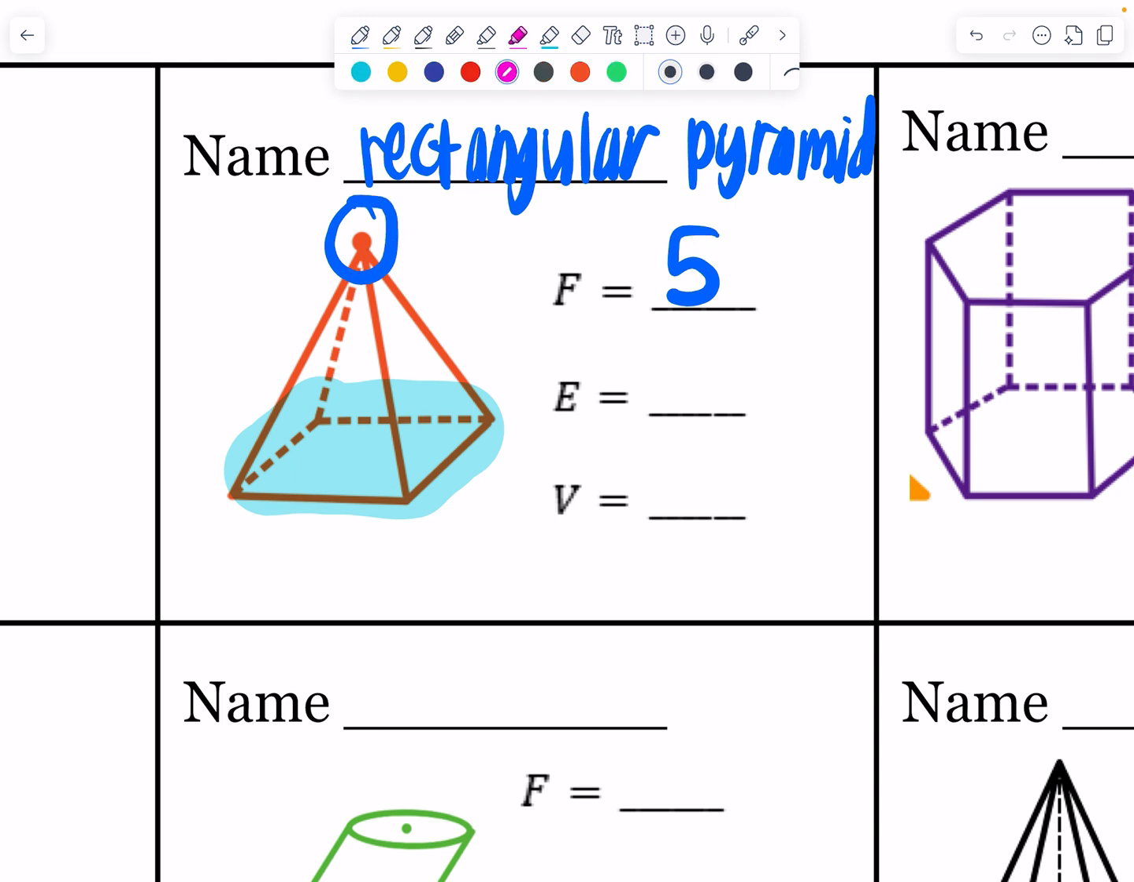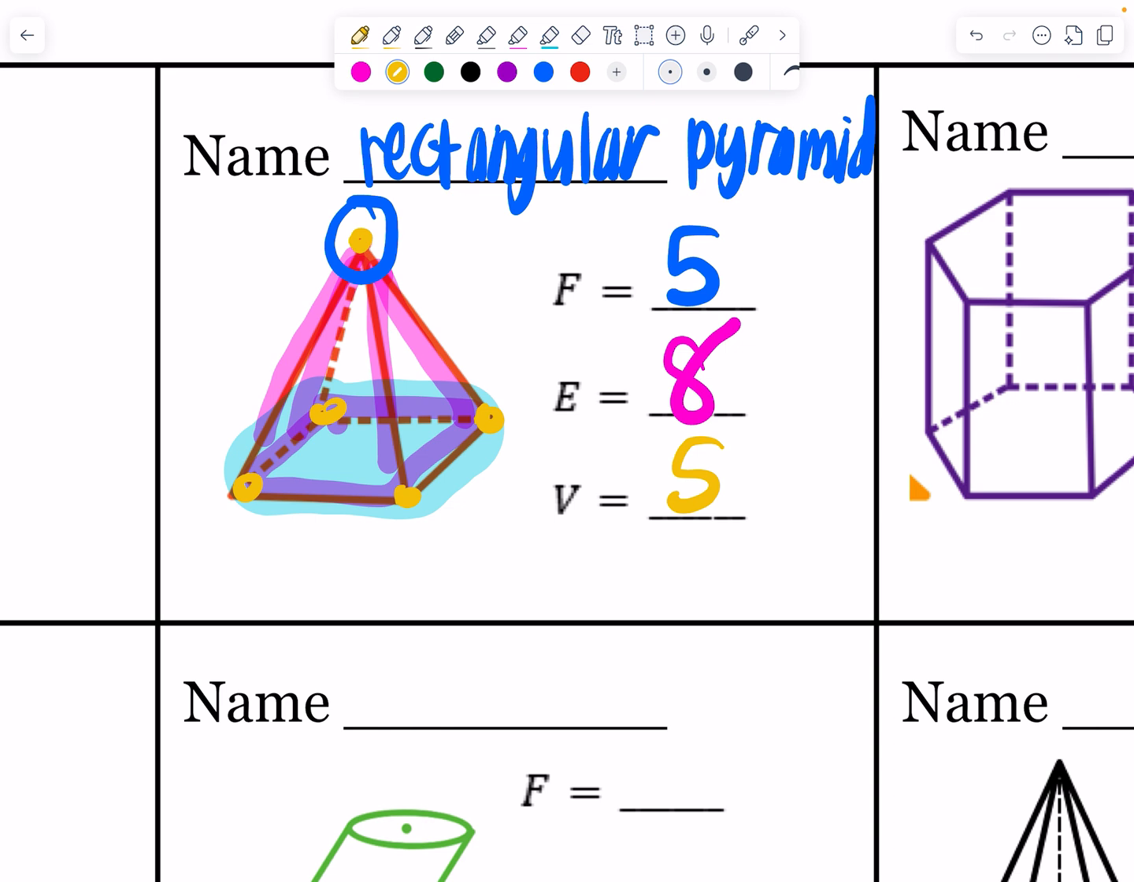How many edges do I have? Well, I have the 4 edges on the walls, 4 edges on the floor, so that's going to be a total of 4 plus 4, which makes 8. How many vertices do I have? Well, we have the top point and then 4 points on the bottom, so a total of 5. Check your formula using Euler's. F plus V, 5 plus 5 should be equal to 8 plus 2, and it is.